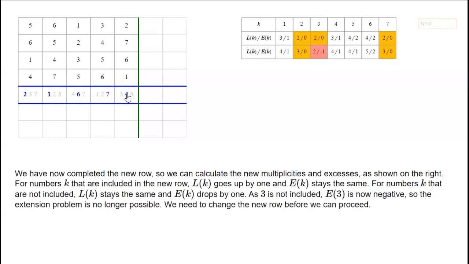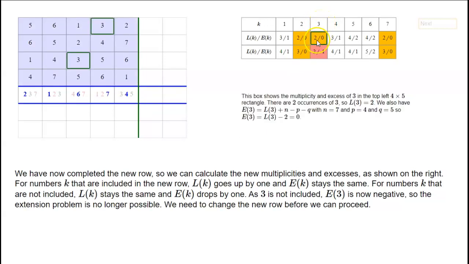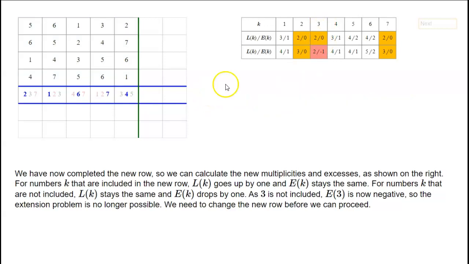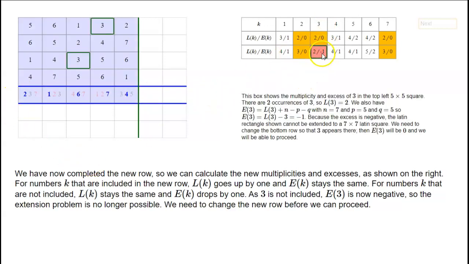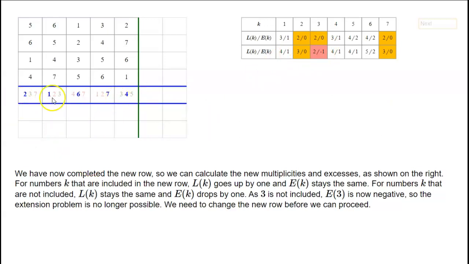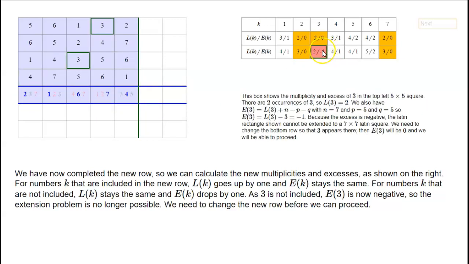Okay, but the problem with this is that now we failed to put in a 3. Okay, 3 had an excess of 0 before, and the excess drops by 1 when we add a new row. It would go up by 1 as well if we had a 3 somewhere in this new row, but we didn't put a 3 in this new row, so the excess has dropped by 1. It's now equal to minus 1, and that means it's not possible to continue the extension. So we're going to have to change that a bit.